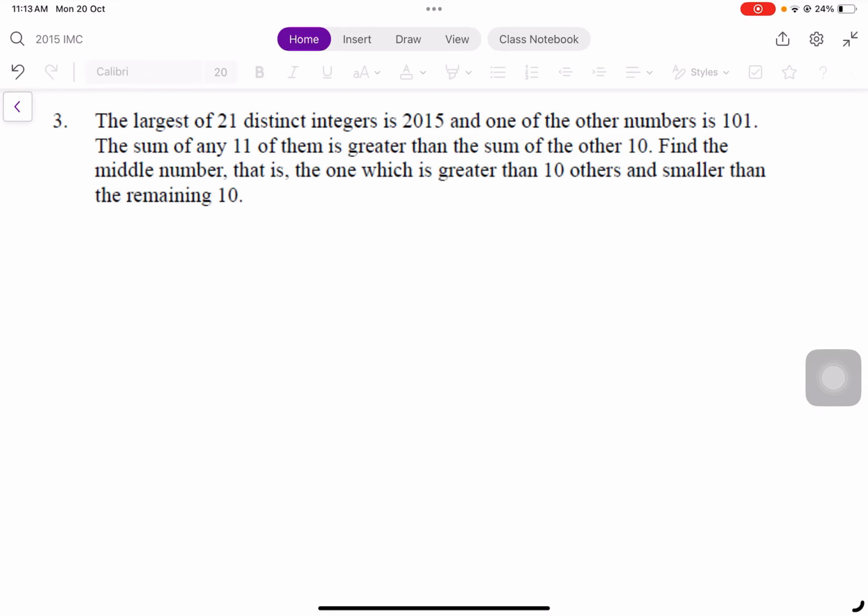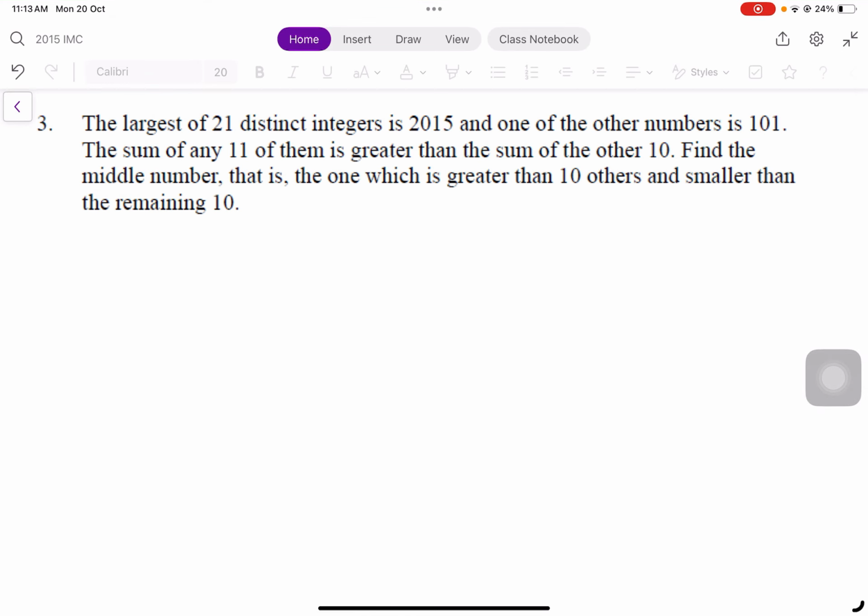The largest of 21 distinct integers is 2015, and one of the other numbers is 101. The sum of any 11 of them is greater than the sum of the other 10. Find the middle number.